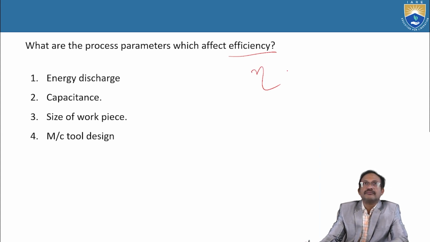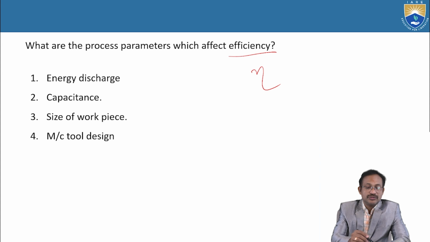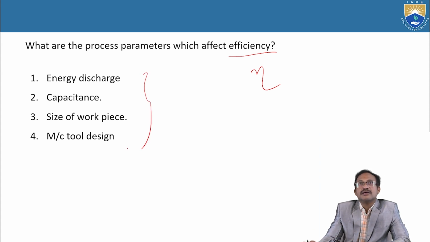What are the process parameters which affect efficiency? First one, energy discharge. Second one, capacitance. Third one, size of workpiece. Fourth one, machine tool design. These are some of the process parameters which are affecting the efficiency of the electro discharge machining process.